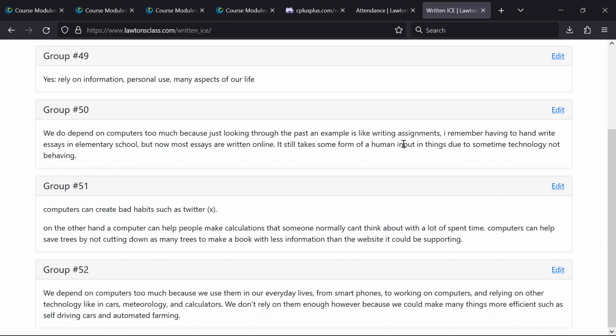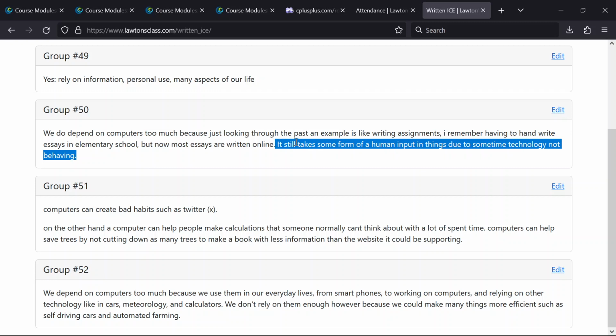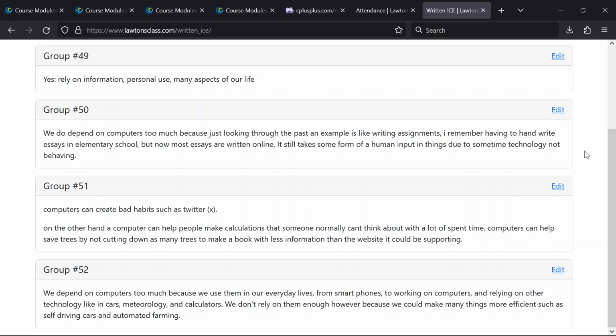Still takes a form of human input in things due to technology sometimes not behaving. Yeah, so sometimes you still need the human for certain things. We're trying to phase out humans, but what if we run out of electricity? Who knows? We're still going to need to train humans to do certain things, and I think I can see where Group 50 is coming from there. So nice. Group 51, definitely social media. You could think of that as a problem.